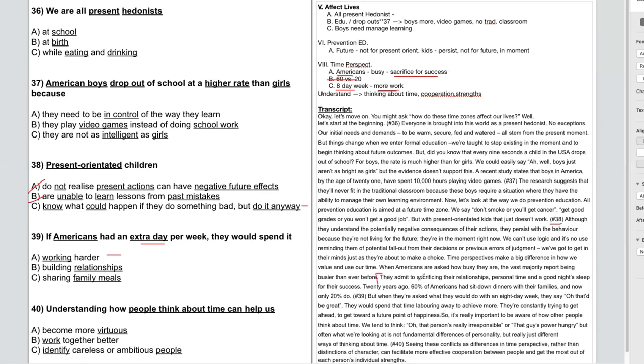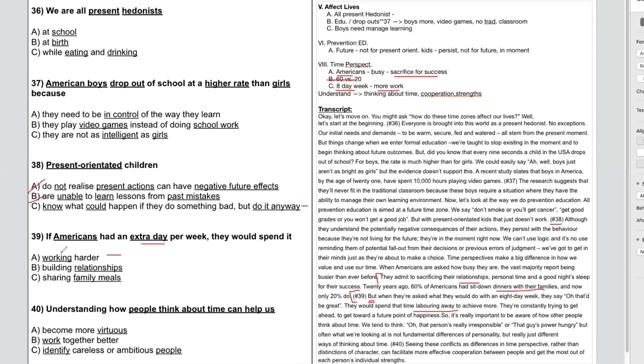The speaker says they admit to sacrificing their relationships, personal time, and a good night's sleep. And then it said here also dinners with families. But right here, this is the excellent clue. But asked what they would do with an 8-day week, they say they would be laboring away. And notice how the speaker used the word labor instead of work.